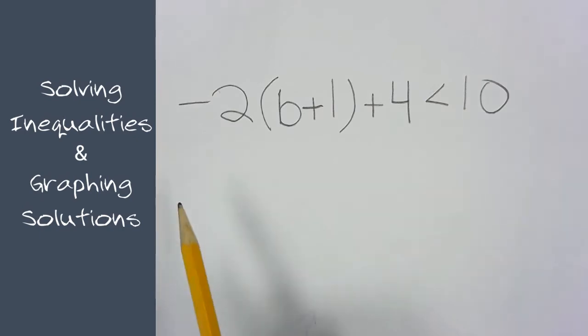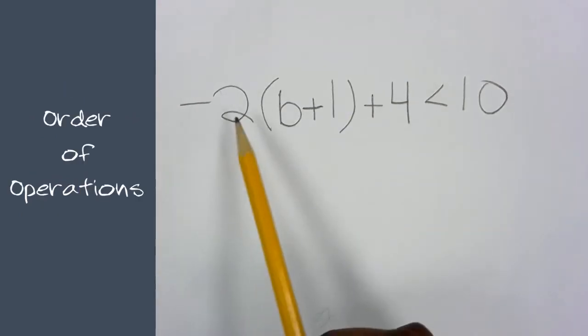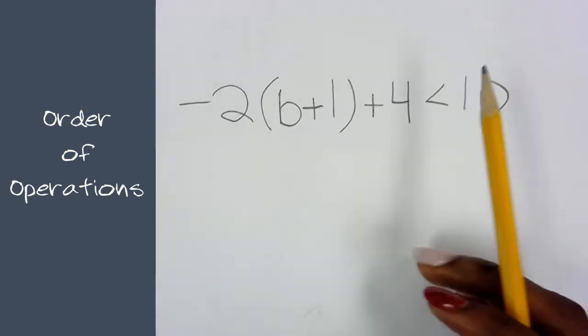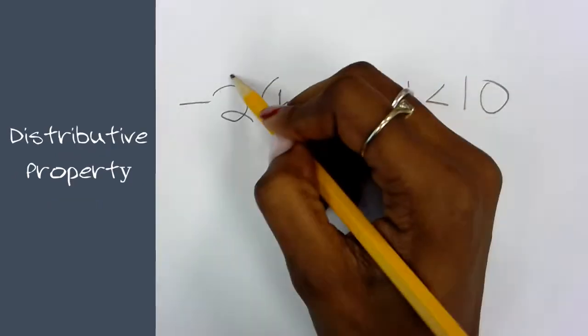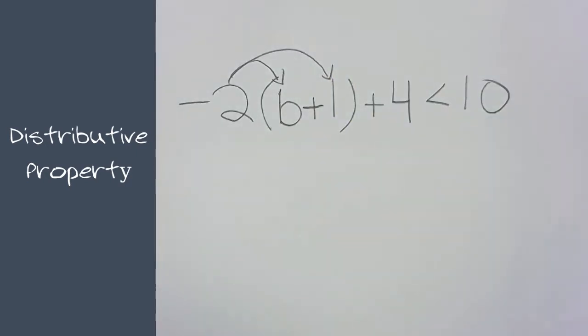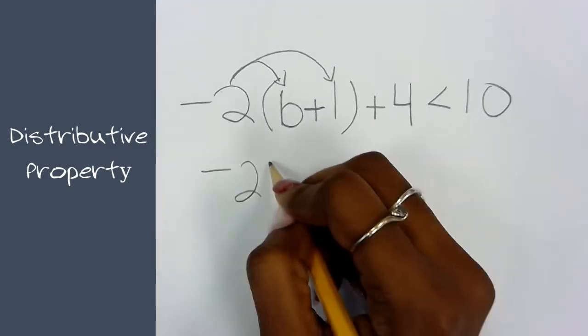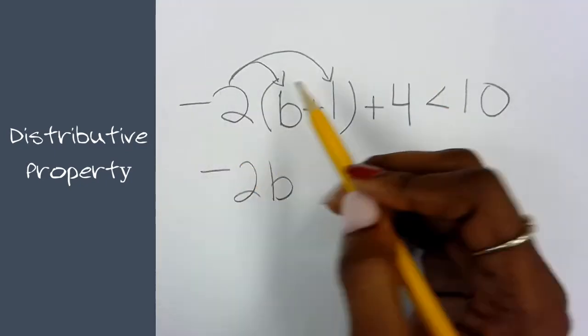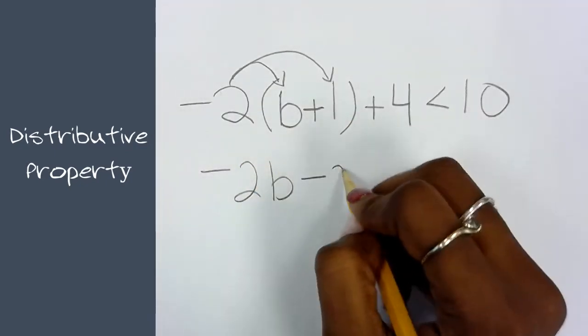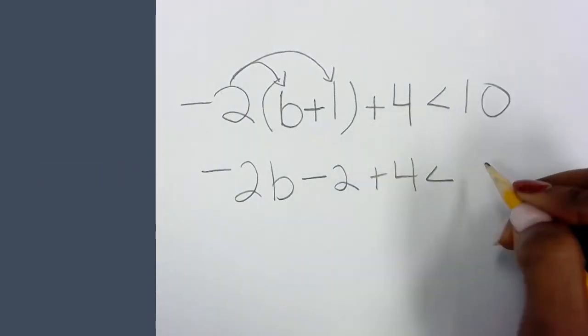Okay, in order to solve an inequality and then graph the solution, we must first start with the order of operations. The first order of operation in this inequality is distributive property. We're going to distribute the -2 to everything inside of the parentheses. -2 times b is -2b. -2 times 1 is -2. We then bring everything else down.